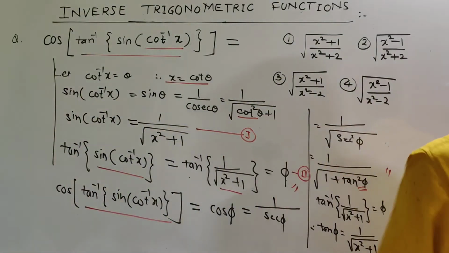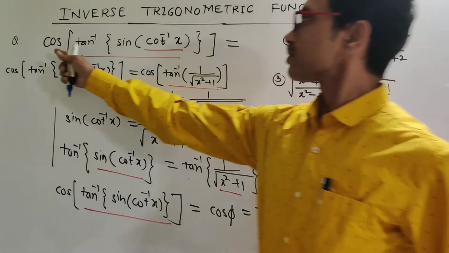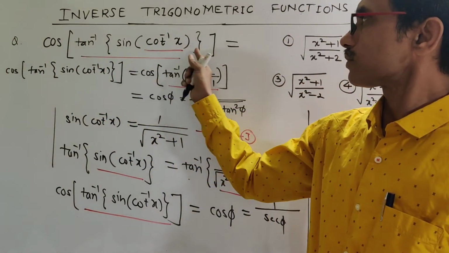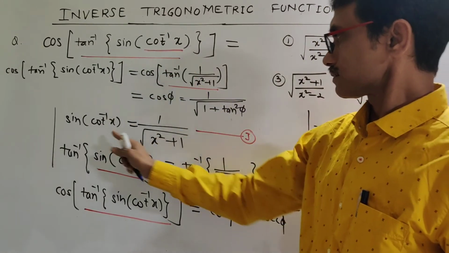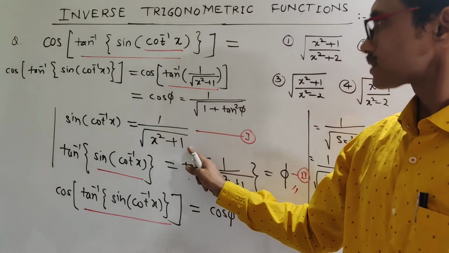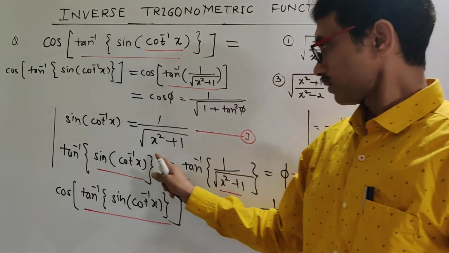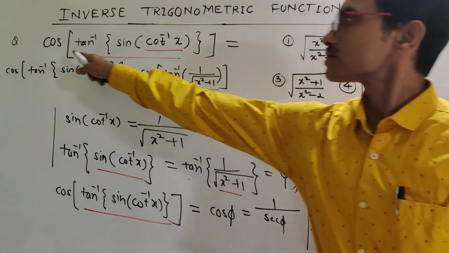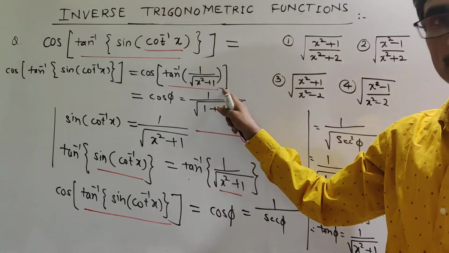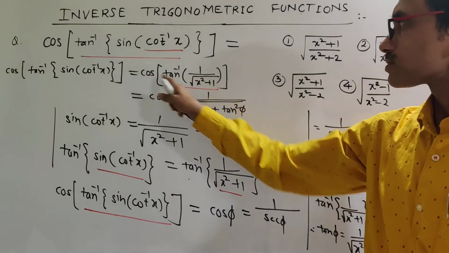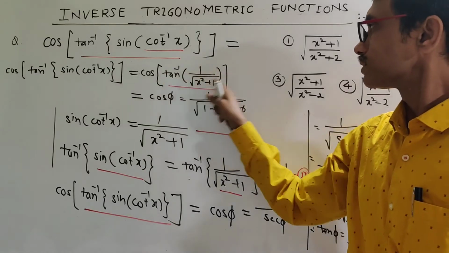This is to find cos of tan inverse of sine of cot inverse of x. Sine of cot inverse x is 1 upon root of x square plus 1. Therefore it is cos of tan inverse of 1 upon root of x square plus 1. Now we took this equal to phi.